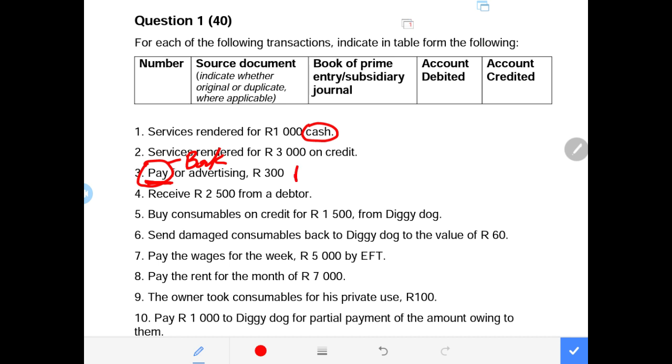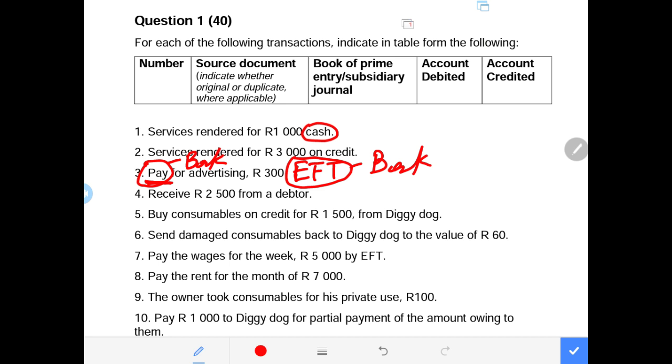Sometimes we use the term EFT. If you see the word EFT, that means money went out via electronic fund transfer. So sometimes you might say EFT for advertising 300 Rand. That means money was paid via electronic fund transfer, so that will still be our bank. Then you need to check whether this EFT means money was coming into the business, or money was going out of the business.